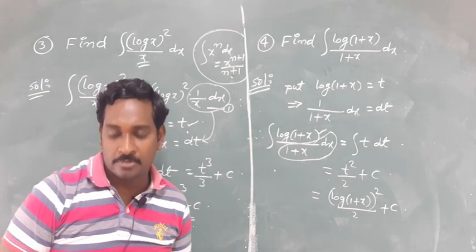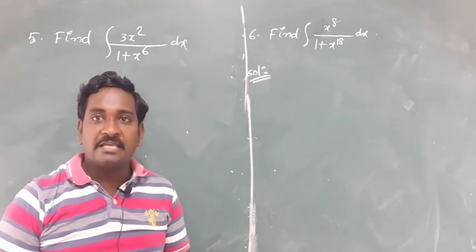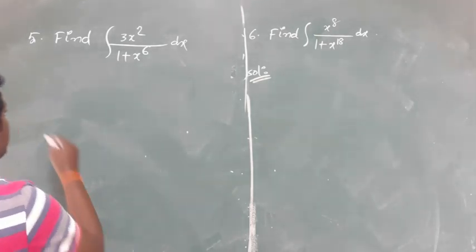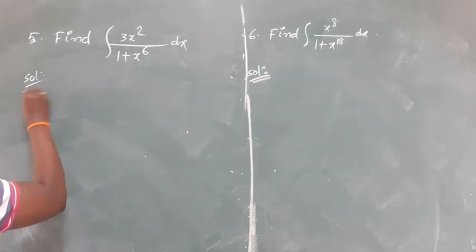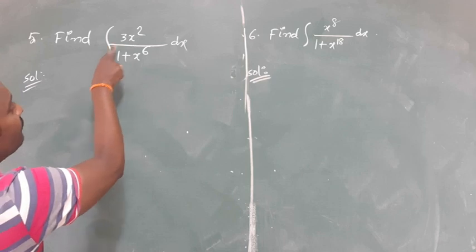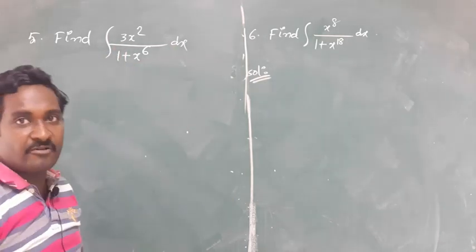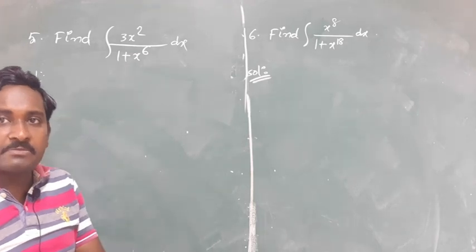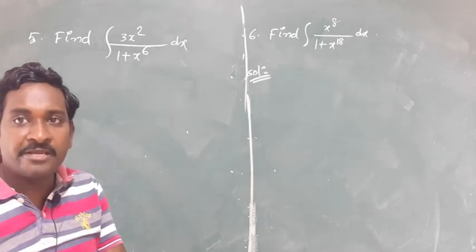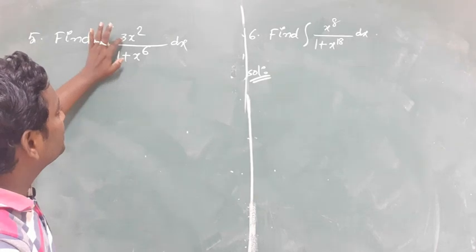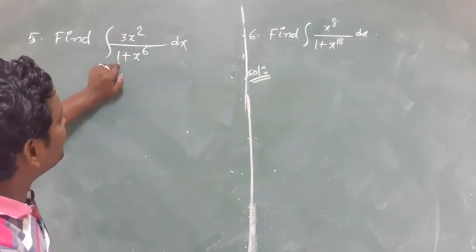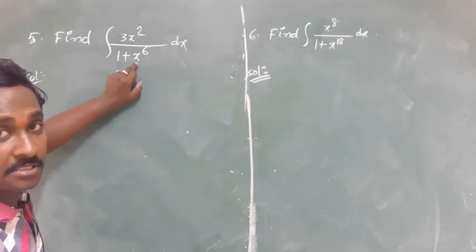So write the next problems. These are the next set of problems. Find integration of 3x square by 1 plus x power 6 dx. This is the given problem. Okay. Please observe the structure of the given problem carefully. In the numerator we have 3x square. In the denominator we have 1 plus x power 6.